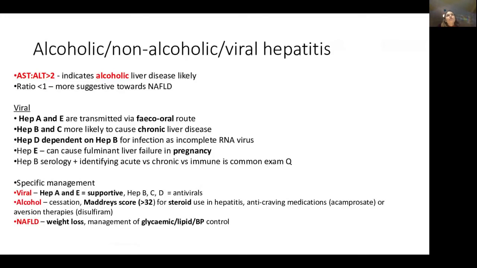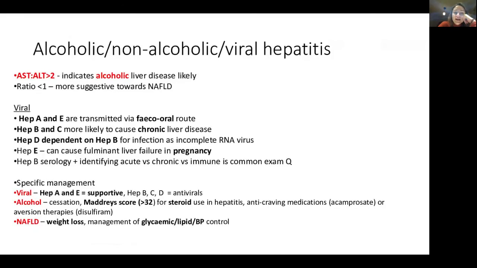And how do you remember that? Well, spirits, which is AST, so the S stands for spirits, is stronger than lager. So the AST will be higher than the ALT in alcoholic liver disease. That's how I remember it anyway. Whereas if the ratio is less than 1, i.e. the ALT is higher than the AST, then it's more suggestive of non-alcoholic fatty liver disease.